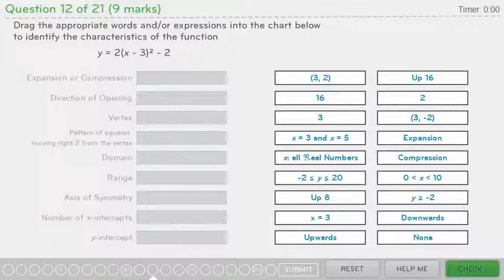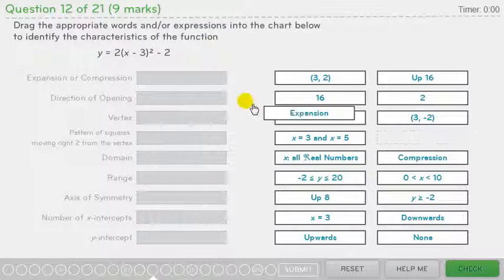In this question, we need to drag the tiles on the right-hand side and move them into the chart to identify the characteristics of the function y equals 2 times (x minus 3) squared minus 2. First of all, we know that this is an expansion because the value for a is greater than 1. So we can drag expansion into place.